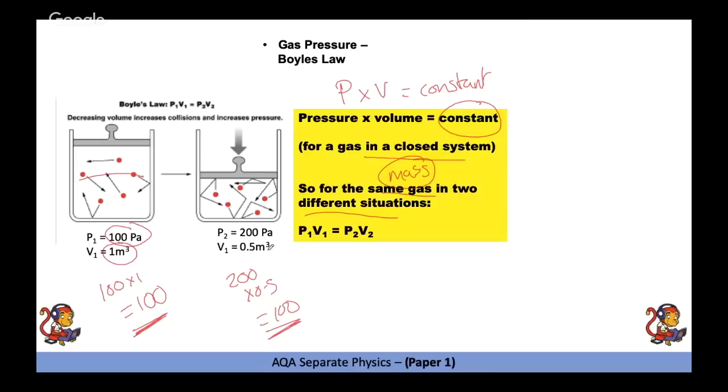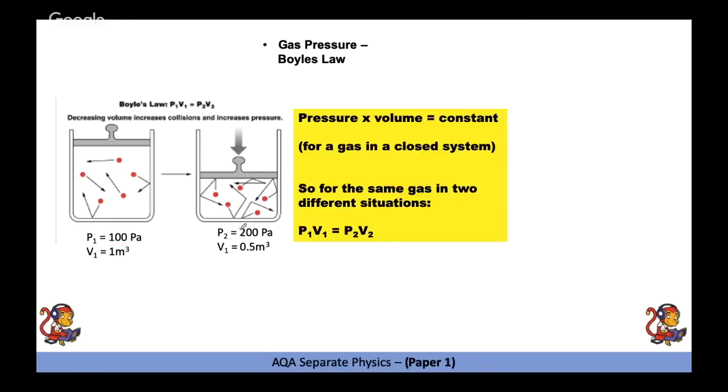Now this can be useful, for example, in a situation where they don't tell you what the pressure is here. You'd be able to work it out because you know that P1 V1 equals P2 V2. And you would just fill in the blanks there. So 100 times 1 equals P2 times 0.5. Okay, you would divide both sides by 0.5, telling you that pressure P2 equals 200. Nearly made the mistake there of leaving my units off.